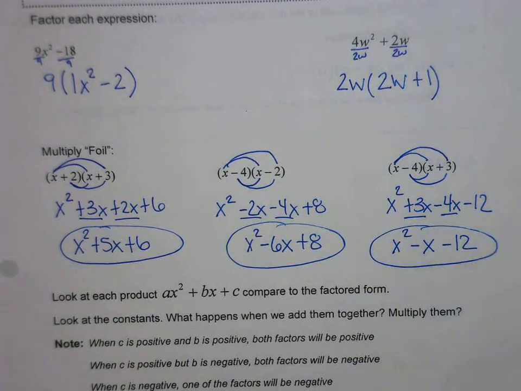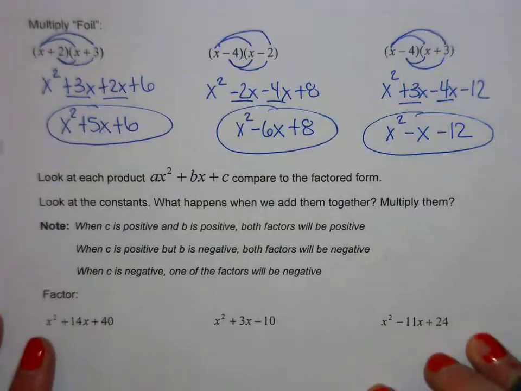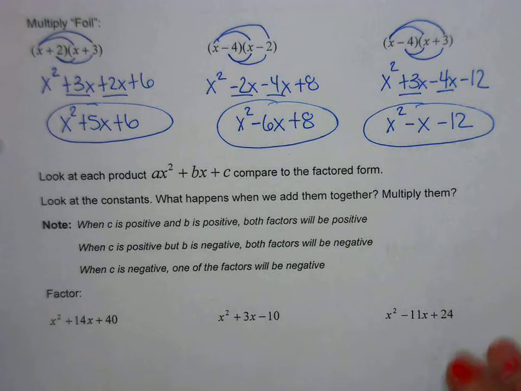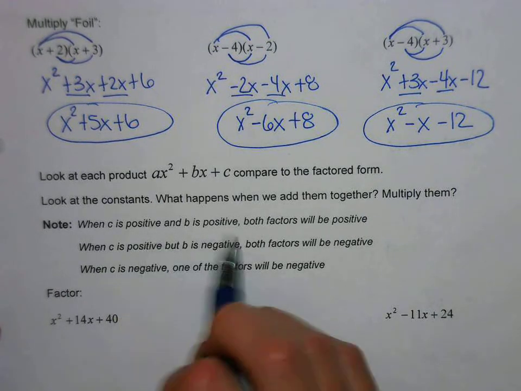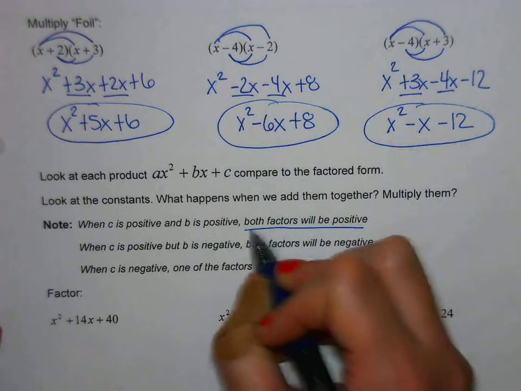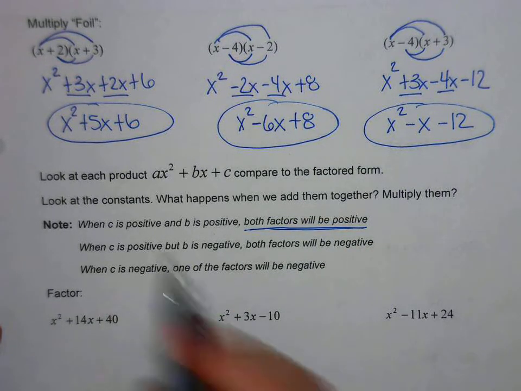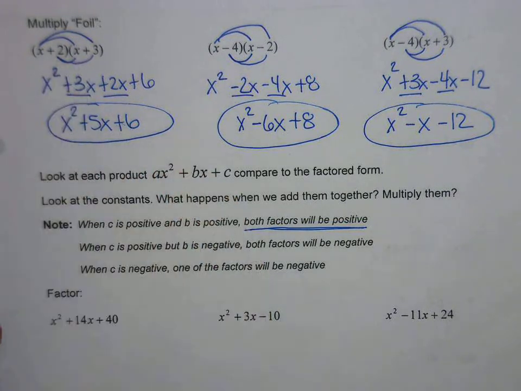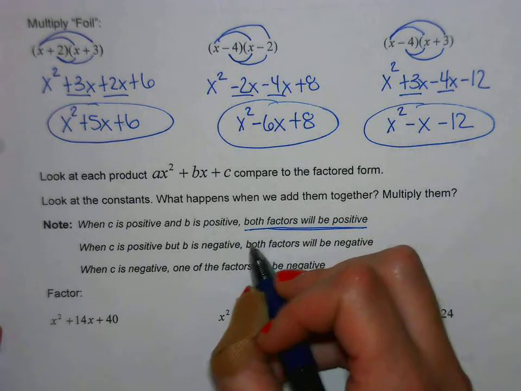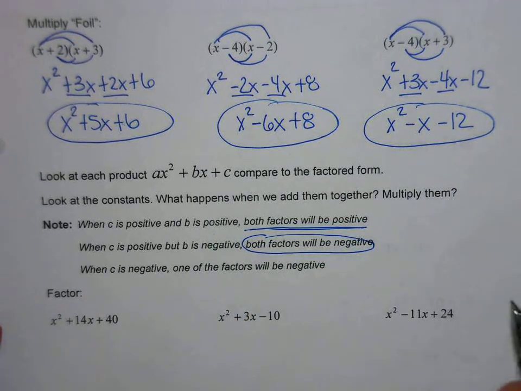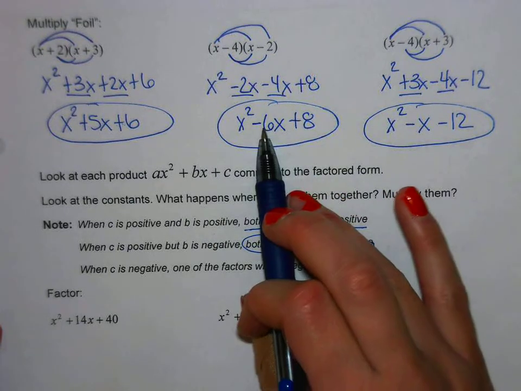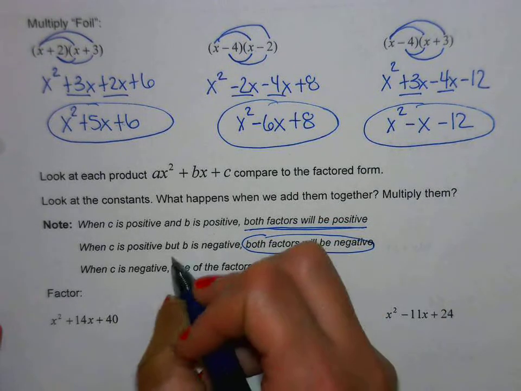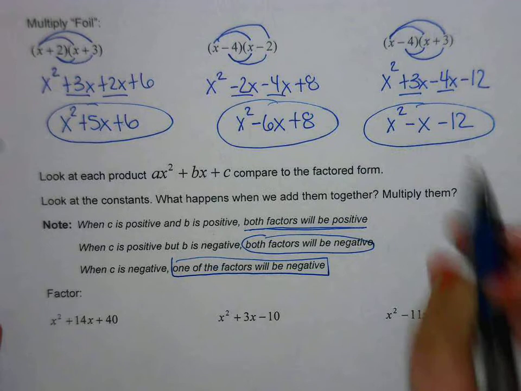So let's look at factoring when we have a trinomial. When c is positive and b is positive, both factors will be positive. When c is positive but b is negative, both of our factors will be negative. And when c is negative, one factor will be negative and the other will be positive.